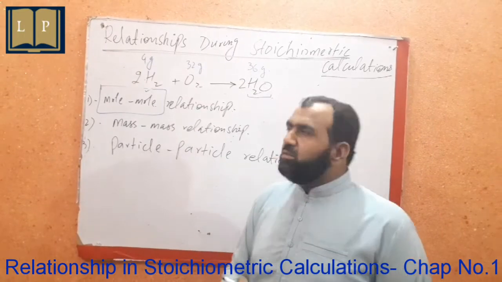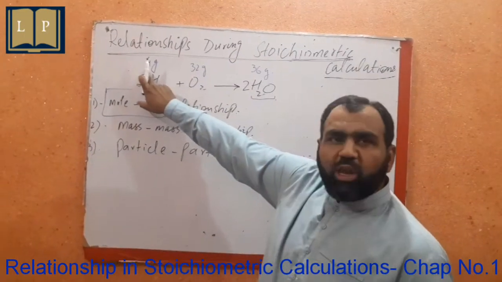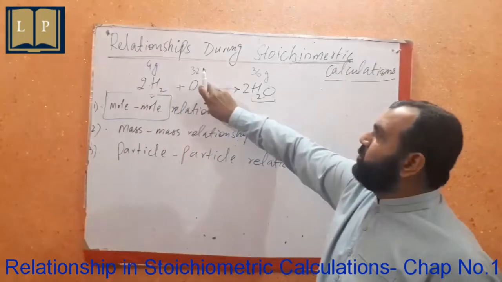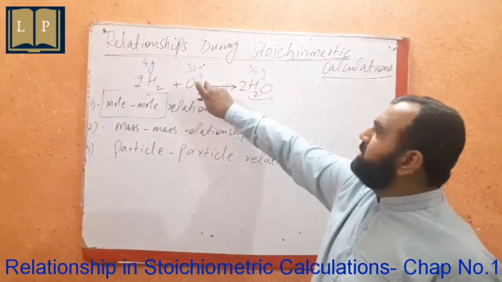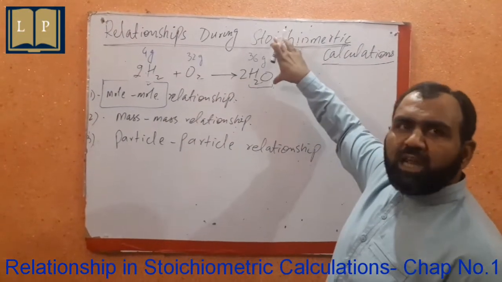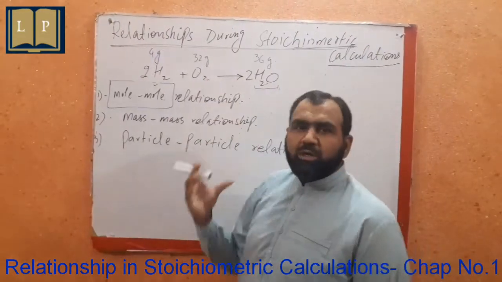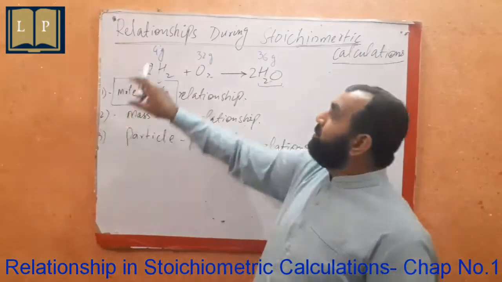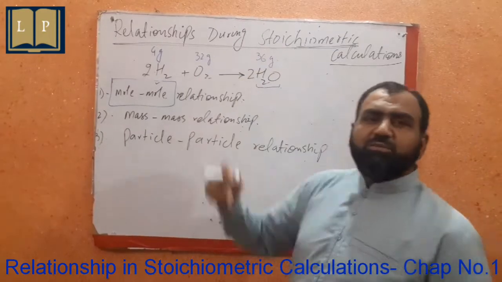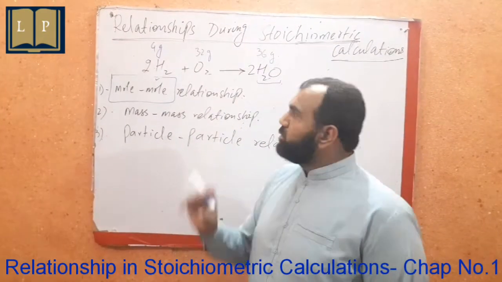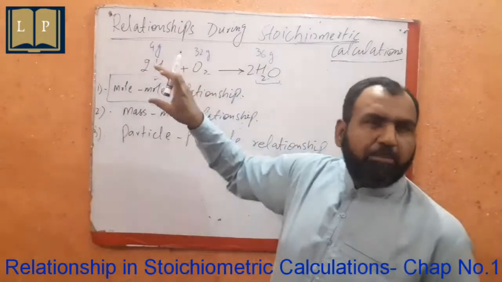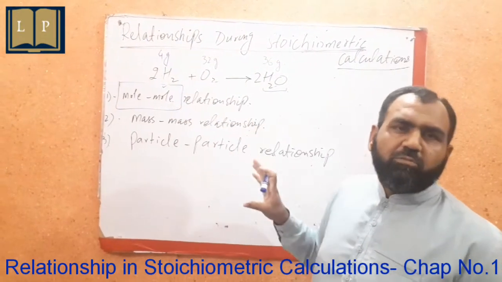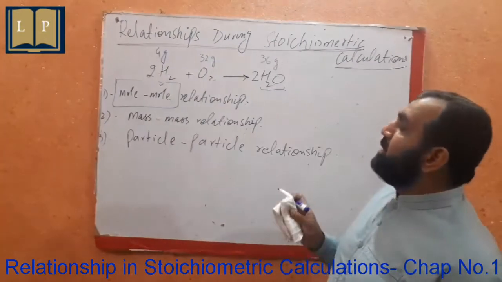Now look at this equation. It can be stated in this way as well: 4 grams of hydrogen reacts with 32 grams of oxygen to produce 36 grams of water. Here we relate the reactants and products in terms of their mass quantities. So we are using the mass-mass relationship.